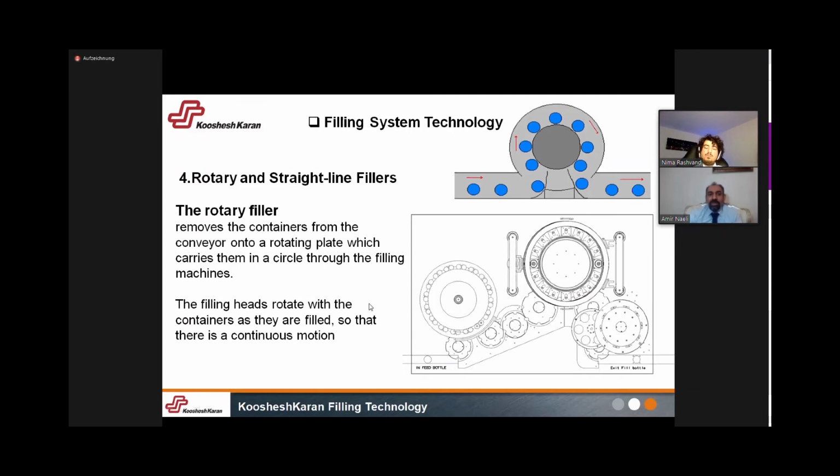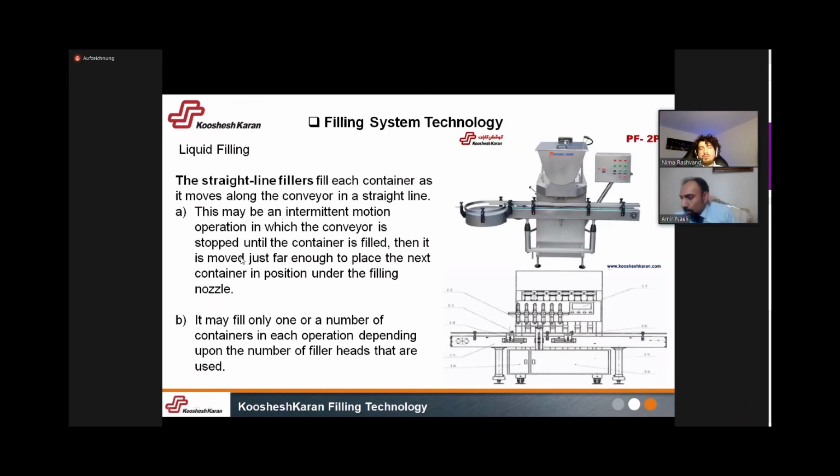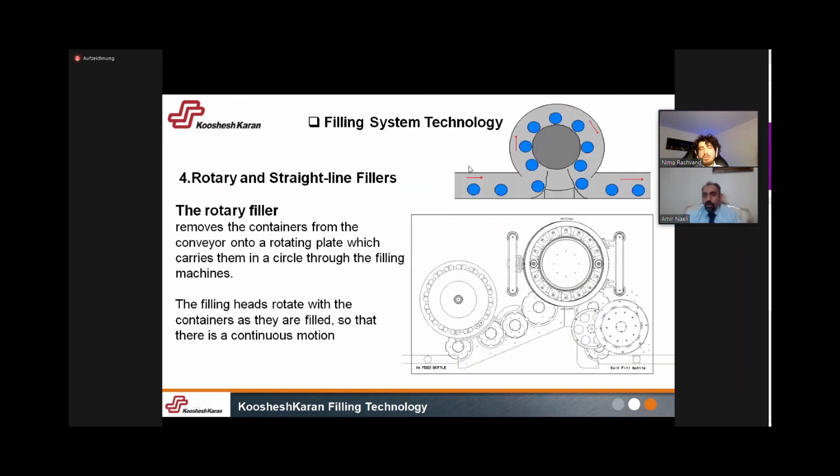As you see in these two figures, you can see the rotary filling machine. It means that the filler has the same speed or rotational speed as the bottles when they get inside. For example, if you have three sections in one block, the speed of all of these sections must be the same. It's very important when you design the machine.